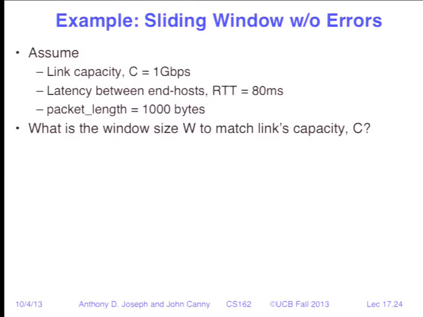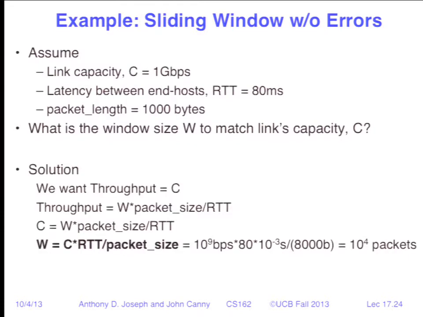So let's assume we've got a link with a capacity of a gigabit. We've got a round trip time of 80 milliseconds. And we've got a packet length of 1,000 bytes. So what do we want to make our window size be such that our throughput matches the link's capacity? It's actually pretty simple. Remember, the throughput was the window size times the packet size over the round trip time. We can flip that around, and we get that W, the window size, is going to be C times the round trip time, where we multiplied to get that to the other side, and we divided by the packet size. So this is going to be a gigabit times 80 milliseconds over 8,000 bits equals 10,000 packets.